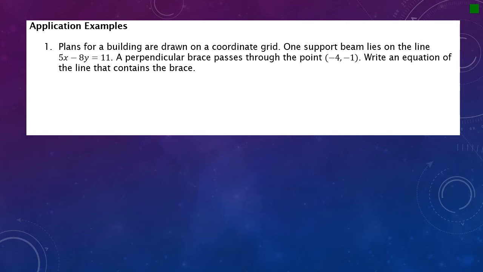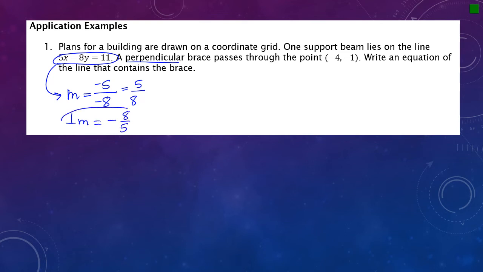So here's my equation, 5x minus 8y equals 11. The first thing I need to do is figure out the slope. So I'm going to use that shortcut, negative a over b. So 5 is my a, and I'm going to make it negative because that's part of the formula. And then b is negative 8. So my slope here is actually 5 over 8. But I'm looking for a perpendicular slope. So my perpendicular slope would be the opposite sign, which is negative, and then the reciprocal, which is 8 over 5. So that's the slope that I'm going to use in point slope form.